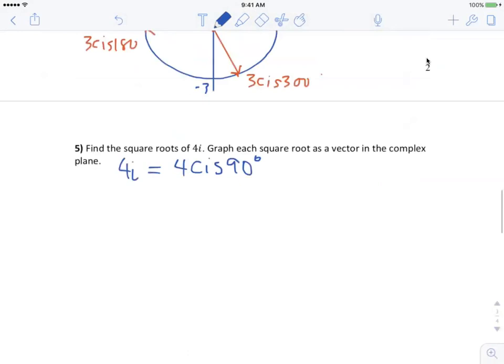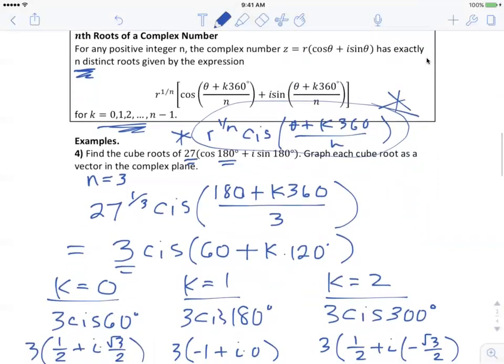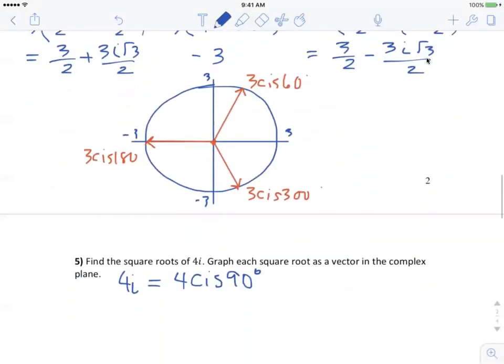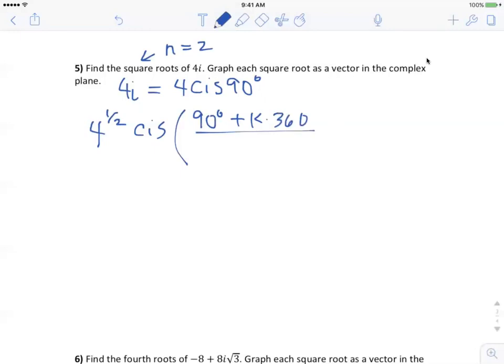Now plug into that formula, the one that we've been using, right? Since it's square roots, n is 2, which means we'll have 2 answers. So we're going to have r to the power of 1 over n cis theta. Theta is 90 degrees. And then it's always plus k 360 over n, which is 2.